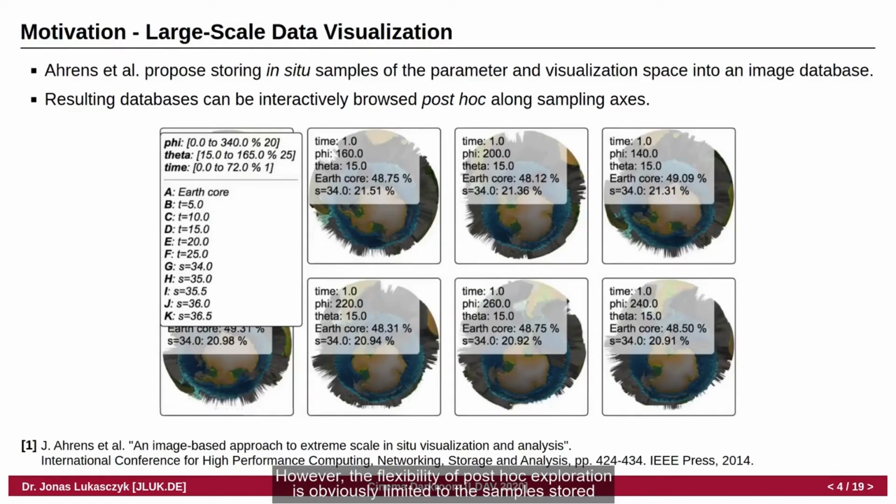However, the flexibility of post-hoc exploration is obviously limited to the samples stored in the cinema database, though this approach requires a lot of foresight about suitable samples, especially in regard to the visualization space, like where cameras should be placed, what color maps should be used, how to light the scene, and so on. Every decision made in this step has a significant impact on the quality and flexibility of the post-hoc exploration.